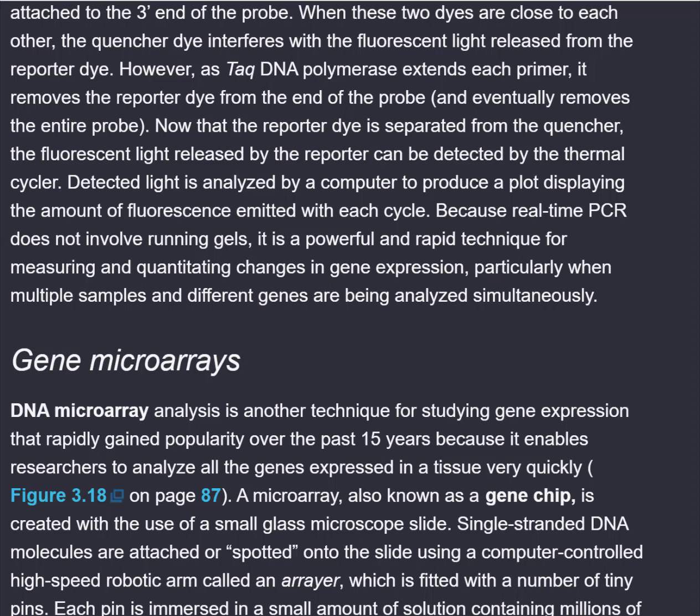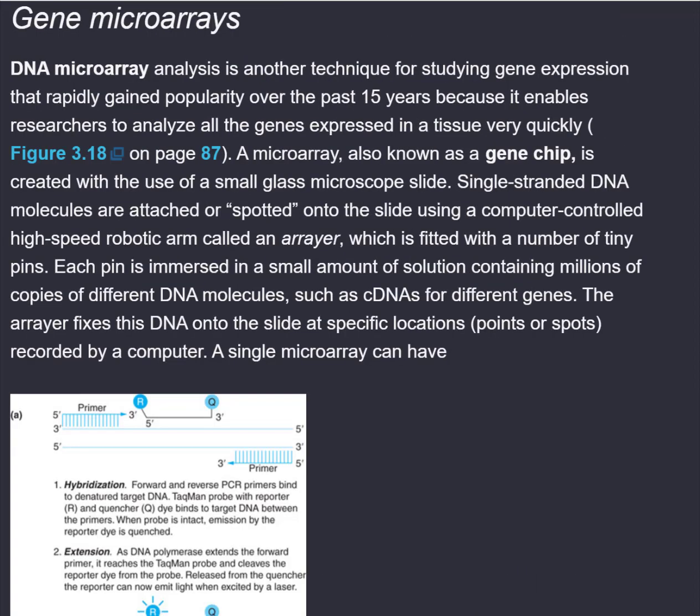Now that the reporter dye is separated from the quencher, the fluorescent light released by the reporter can be detected by the thermal cycler. Detected light is analyzed by a computer to produce a plot displaying the amount of fluorescence emitted with each cycle. Because real-time PCR does not involve running gels, it is a powerful and rapid technique for measuring and quantitating changes in gene expression, particularly when multiple samples and different genes are being analyzed simultaneously.